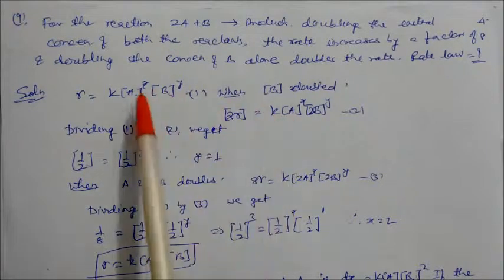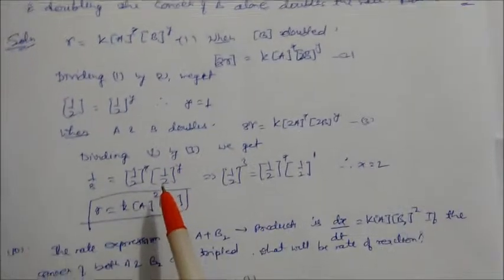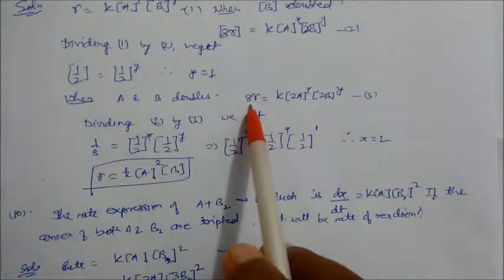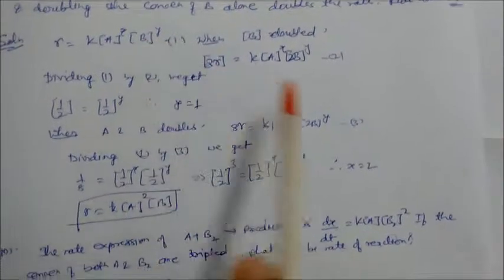So dividing again, 1 by 3, so you will get this value. Again you know y equal to 1, so x will be how much? 1 by 2, so solving, you will get x equal to 2. So the rate law expression will be k into a square by b square.